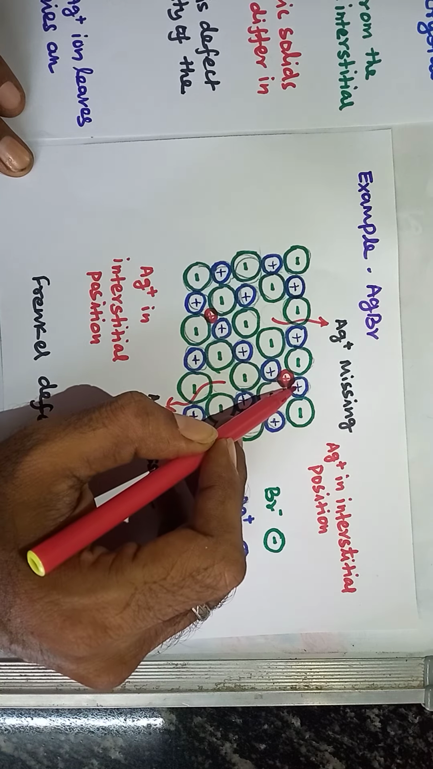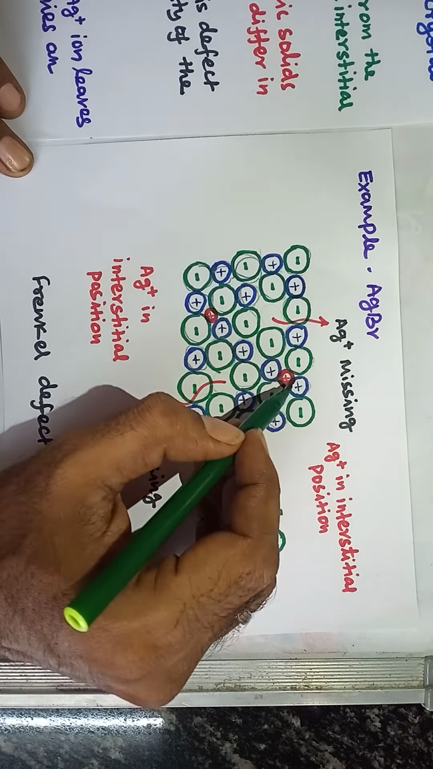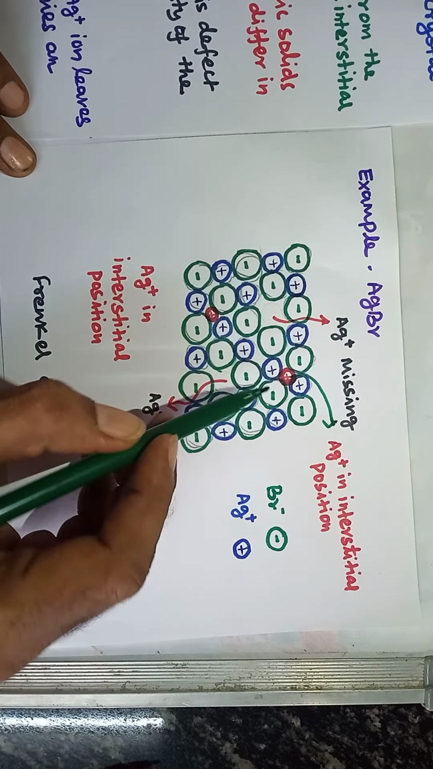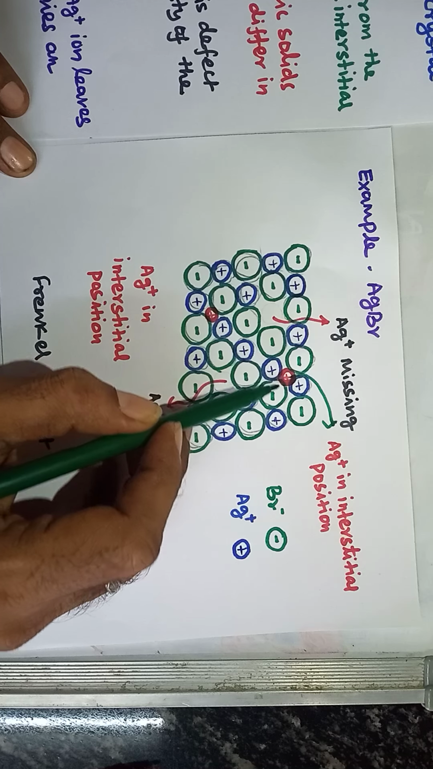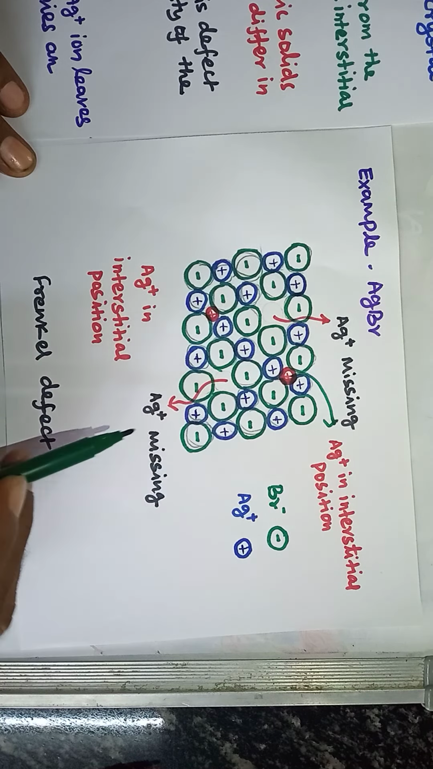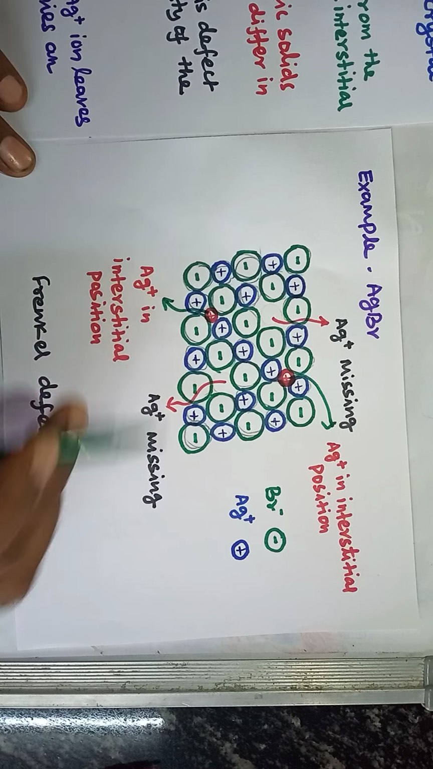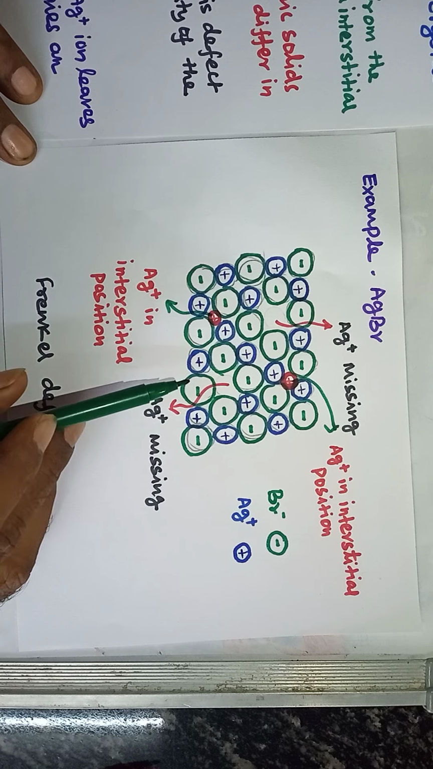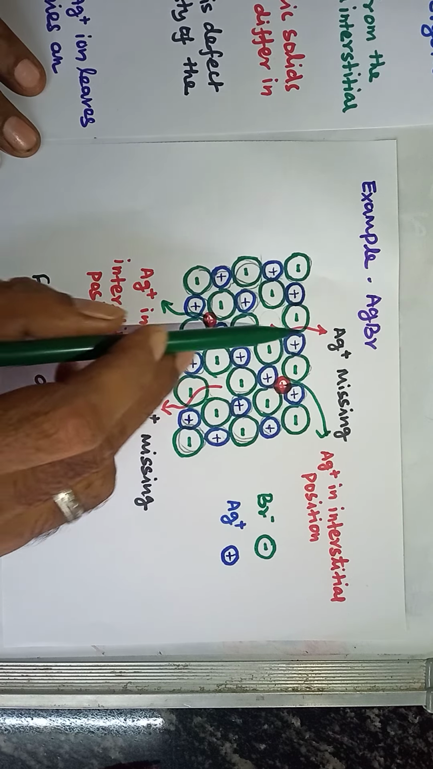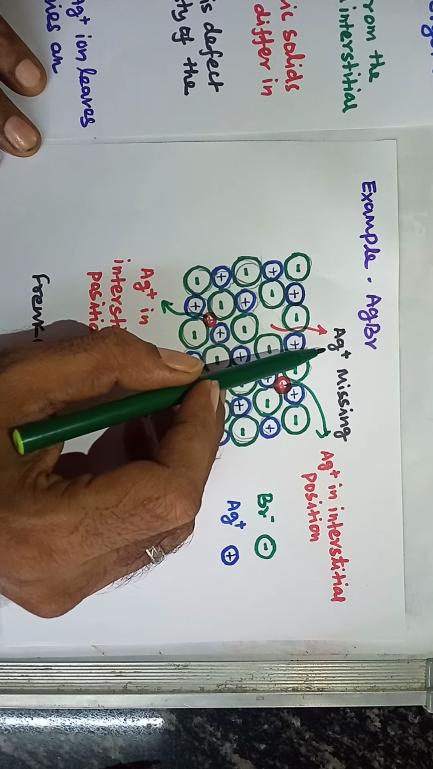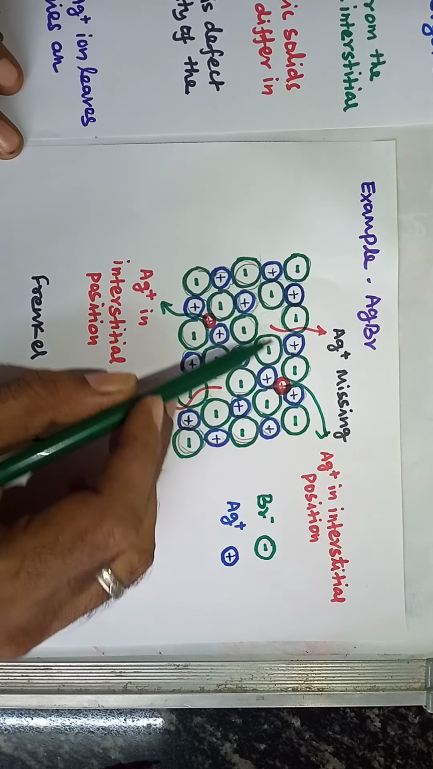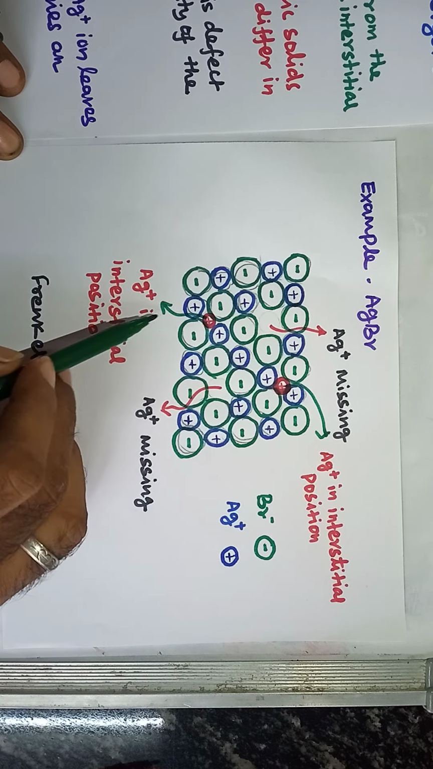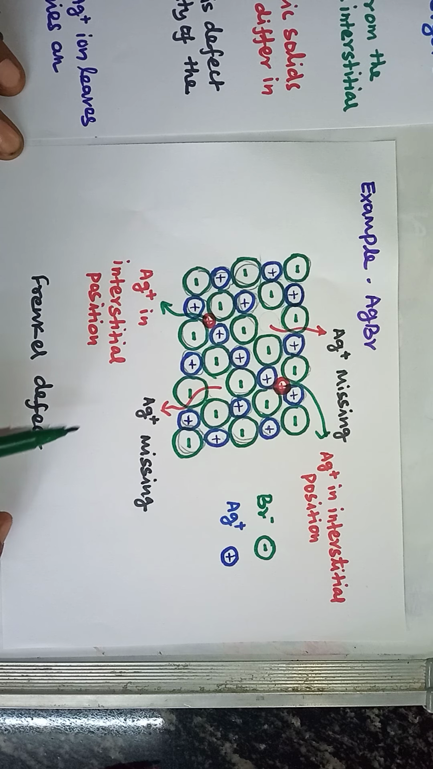This is the silver ion in an interstitial position. This is the missing Ag plus ion, and it occupies an interstitial position of the same crystal. So this type of defect is called a Frenkel defect. In AgBr crystals, the small Ag plus ion leaves from its normal site and occupies an interstitial position. This is called a Frenkel defect.